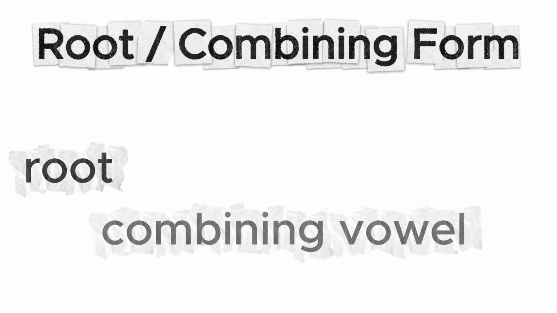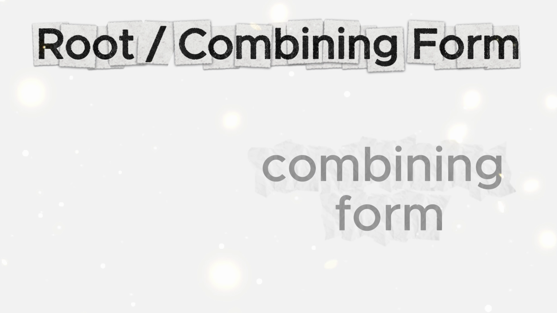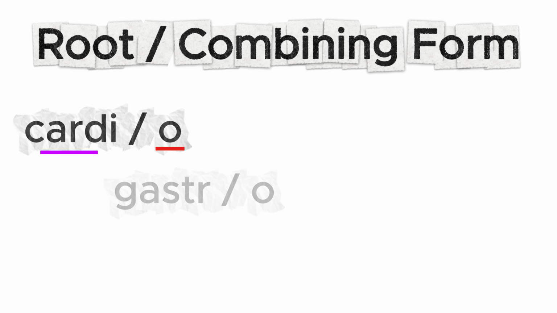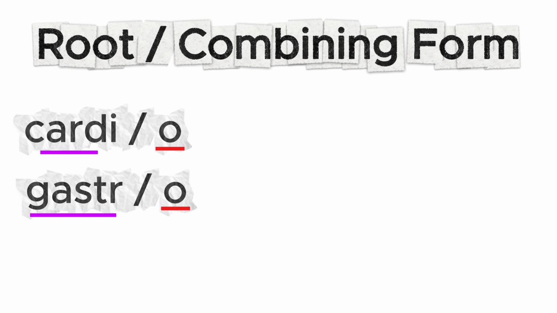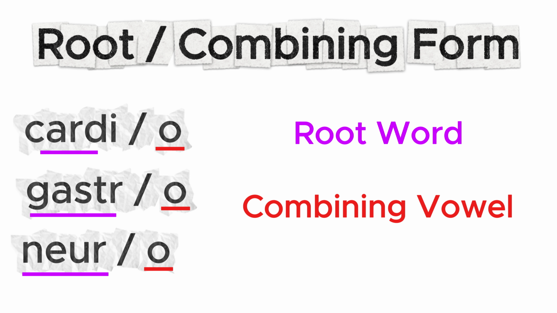The foundation of the word is made up of two components, the root word and the combining vowel. A very common combining vowel is the letter O. When formed together, they make the combining form. Some examples are cardi/o, gastr/o, and neur/o, which all have the combining vowel and root word.